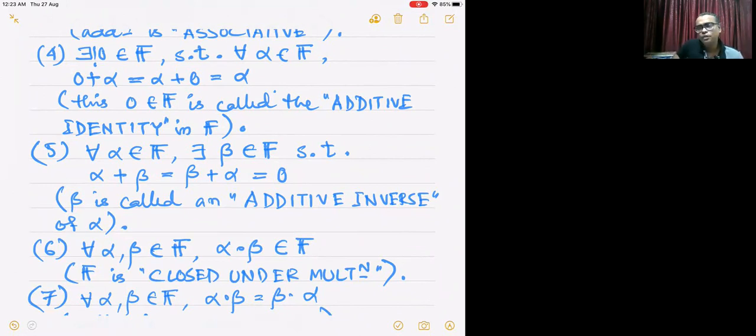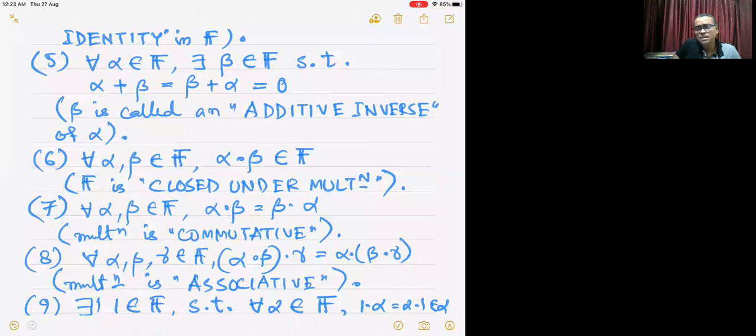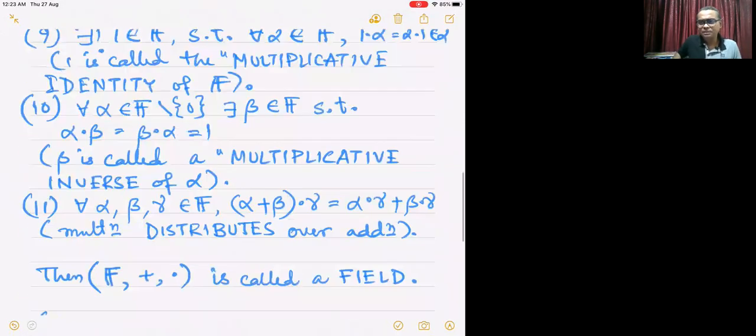Similarly, every non-zero number can be inverted because of the multiplicative identity. Because if there is an alpha, there will be a beta such that alpha beta is equal to 1. So therefore, that beta can be defined as alpha inverse. But remember that this has to be true for all non-zero guys, not for zero. So let us see some examples and things will be much clearer.